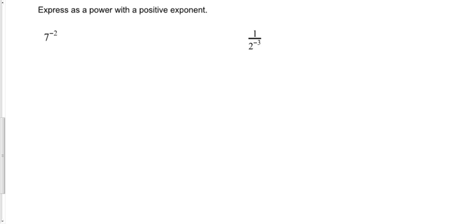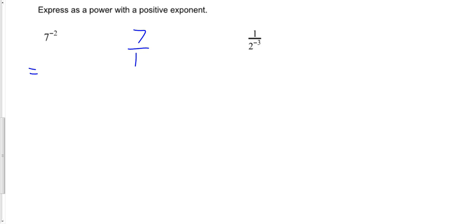So we're going to take a look at a couple more examples and try and clarify an issue that sometimes trips people up. So we're going to express this particular answer as a power with a positive exponent. In this case, I've got 7 to the exponent negative 2. If I want to evaluate a negative exponent, I need to flip the base. Please remember that 7 as a fraction is the same as 7 over 1.